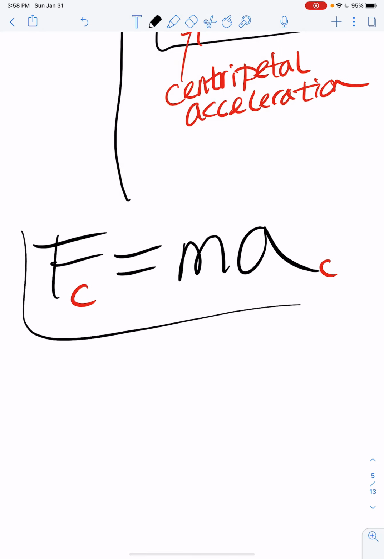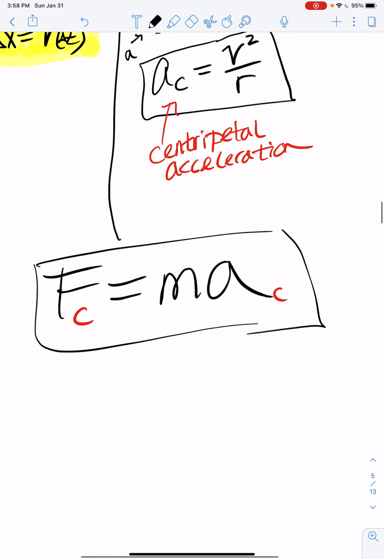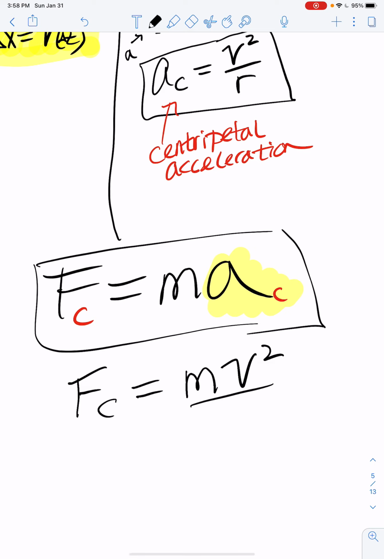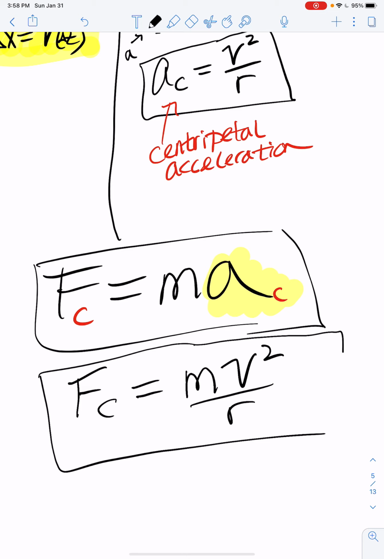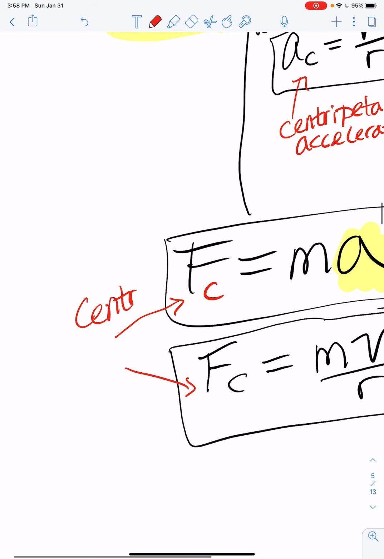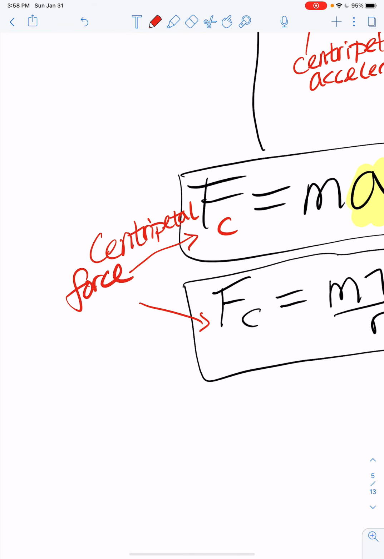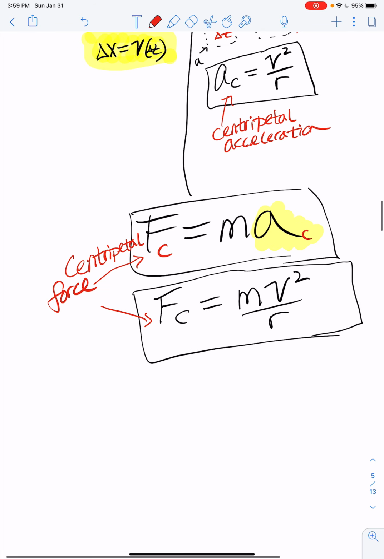And we can write this equation this way. And we can sub in v squared over r for a sub c. So sub in for this right here and rewrite this way. F sub c equals mv squared over r. And it doesn't matter that I put the m on top and drew the bar a little larger. That's fine. All right. So here's two equations for centripetal force. Hopefully you can see that. Let me go over a little bit more. Okay, so when I write F sub c, I mean centripetal force.